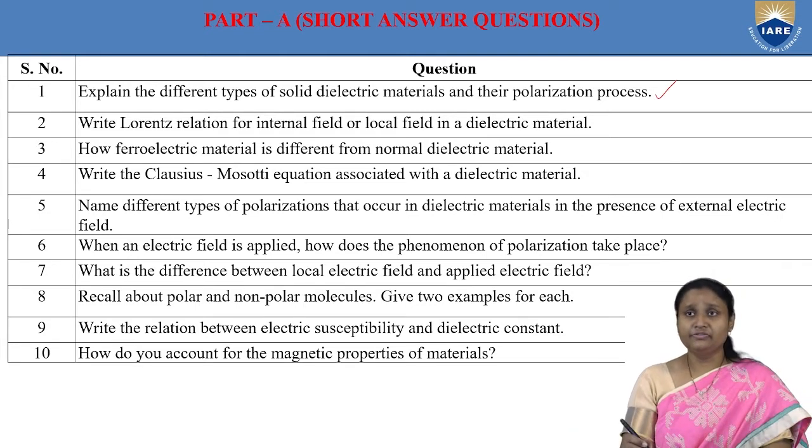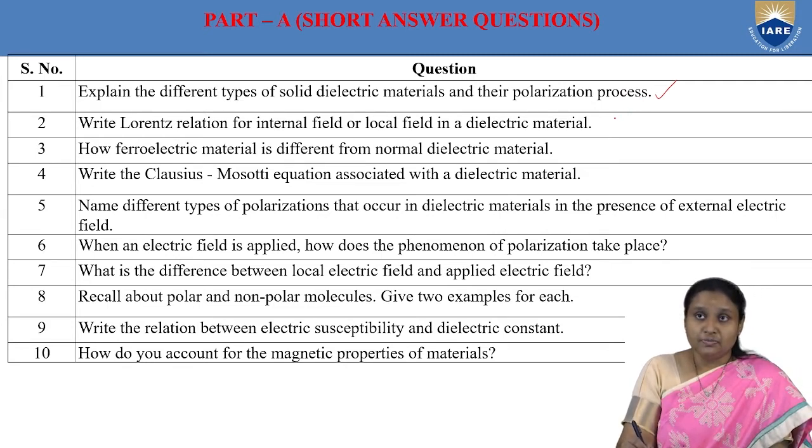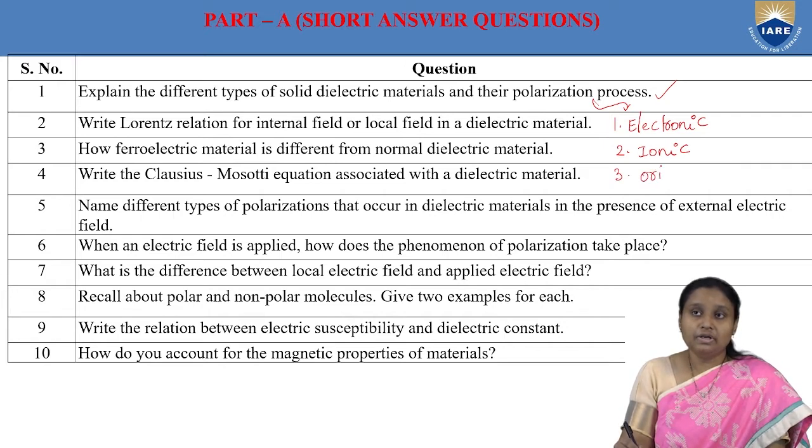When we talk about different polarization processes, there are four types. The first process is electronic polarization, the second is ionic polarization, and the third is dipolar, also called orientation polarization. The last one, whose contribution is very small, is called space charge polarization.